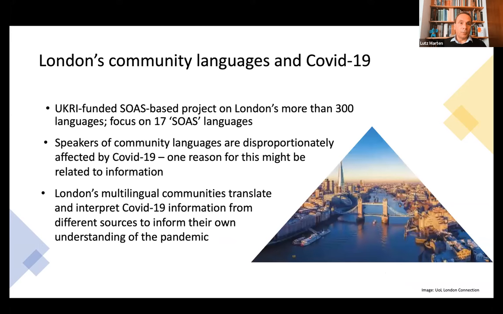So, London community languages and COVID-19. Our project is UKRI funded, government funded. It's a SOAS-based project where we look at London's more than 300 languages, focused on 17 SOAS languages, because speakers of community languages are disproportionately affected, and one reason might be to do with information. And that is because London's multilingual communities translate and interpret COVID-19 information from different sources to inform the understanding of the pandemic.